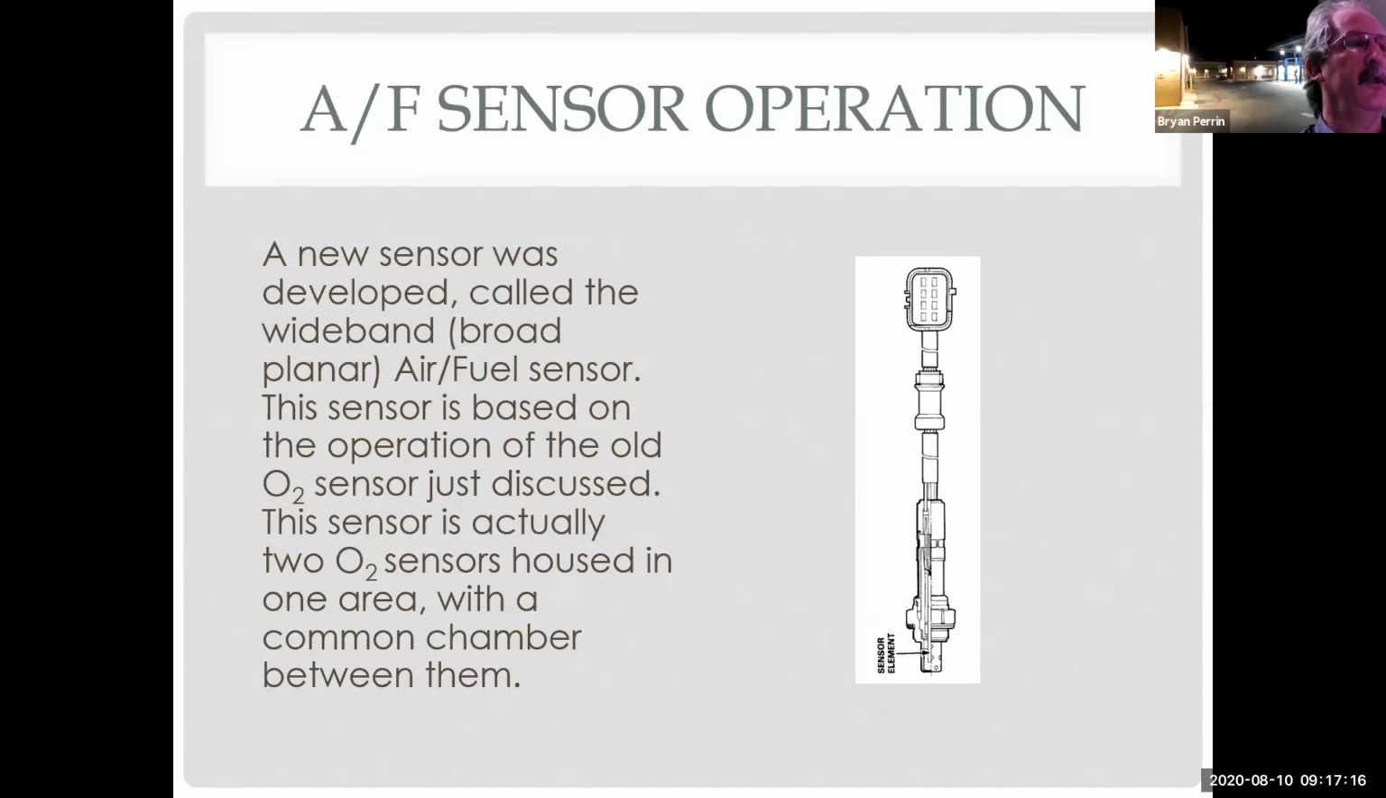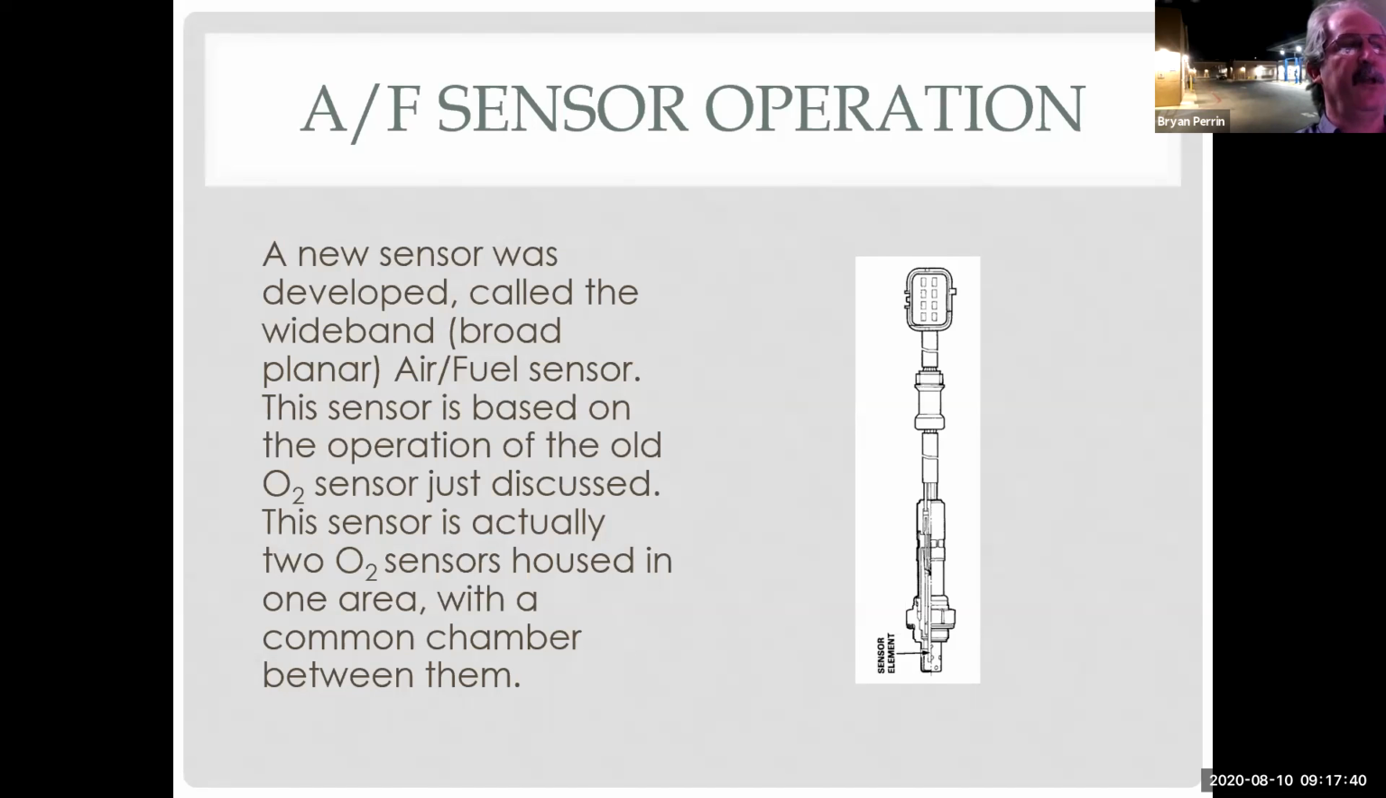So here we're looking at an air fuel ratio sensor. This is just a generic picture I grabbed. Actually, it wasn't grabbed by me, but it was there. So a new sensor was developed called a wideband or broad-plane air fuel ratio sensor based on the operation of the old O2 sensor just discussed. The sensor actually has 2 O2 sensors built into it, housed in one area within a common chamber between them.